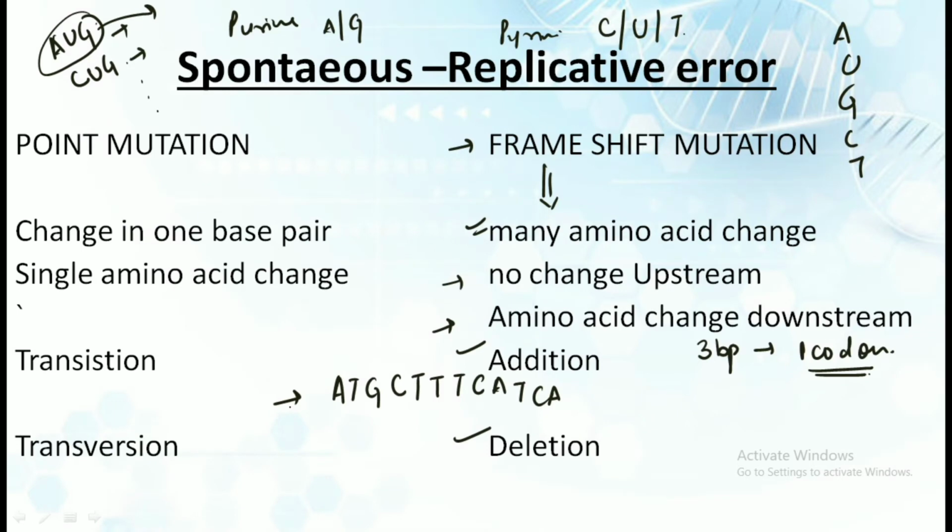We have this particular sequence. As we have discussed, one codon is made up of 3 base pairs. So let's divide them. So we have one codon, second codon, third codon and a fourth codon.